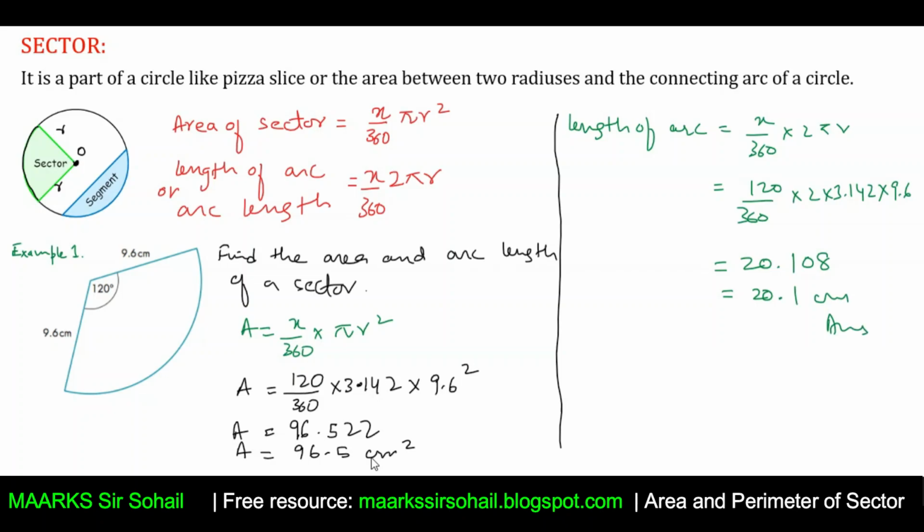Since length of arc is one dimensional, we'll write centimeter, and area is two dimensional, that's why we wrote here centimeter square. Now this is how simply you can find the area and length of arc. Now we will do a few more questions, so the concept is clear.